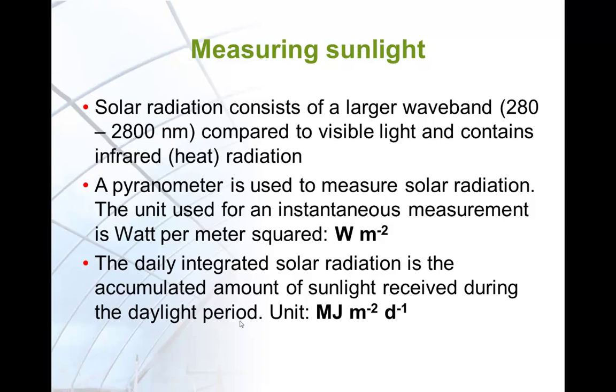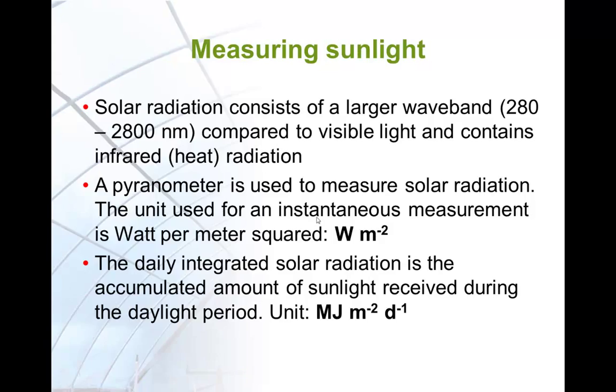The solar radiation includes not only PAR but also other wavebands, a much wider waveband, 280 to 2800 nanometers. And therefore, often in horticulture engineering, you need to quantify the amount of solar radiation, not just PAR, because solar radiation contributes a lot to the heat accumulation inside the greenhouse. And then we use a sensor called a pyranometer, which is designed to measure solar radiation.